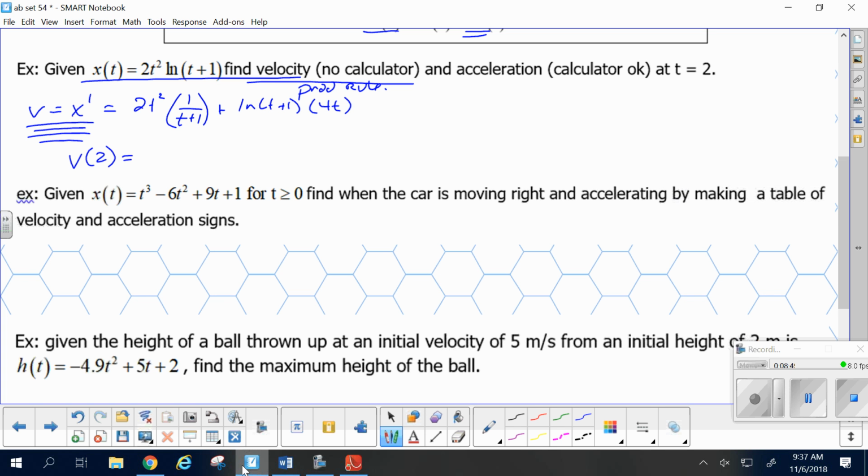Okay, do you agree with my derivative? 2t squared times 1 over t plus 1 plus log of t plus 1 times 4t. Product rule, product rule, product rule. Okay, at 2 then, we would get something like 8 over 3 plus log of 3 times 12.